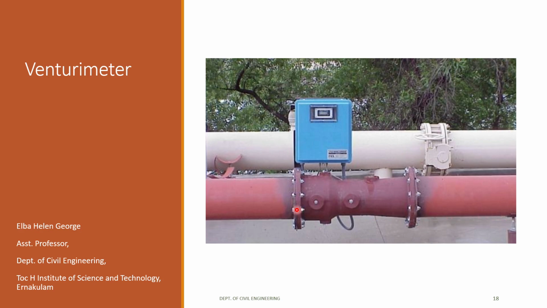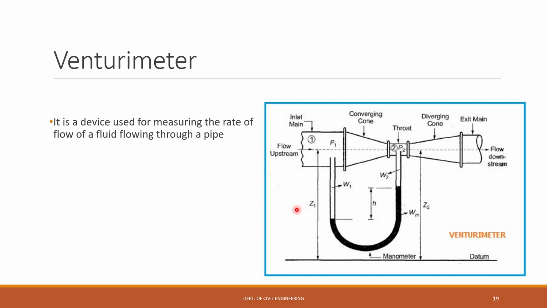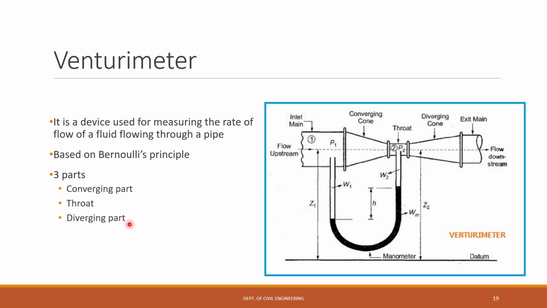Okay. So, as I told you, it is a device used for measuring the rate of flow of fluid flowing through a pipe. This is the figure, and this works based on Bernoulli's principle, and it has three parts. The converging part, where the cross-sectional area is reduced. Then you have a throat, where the cross-sectional area remains constant, and then you have a diverging part where the area increases and the original value is obtained.